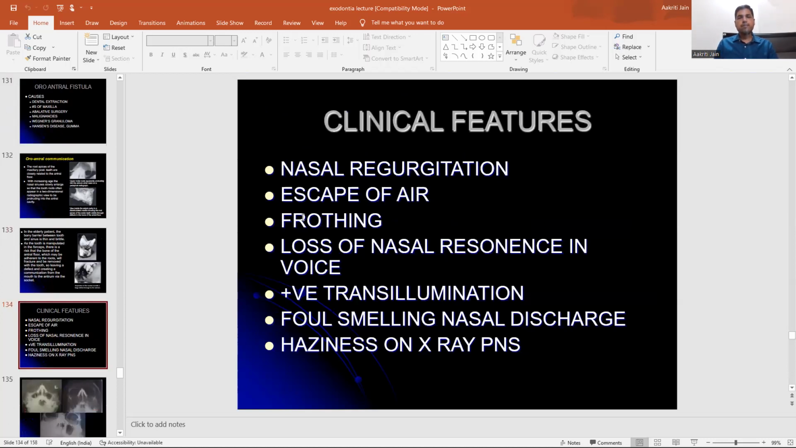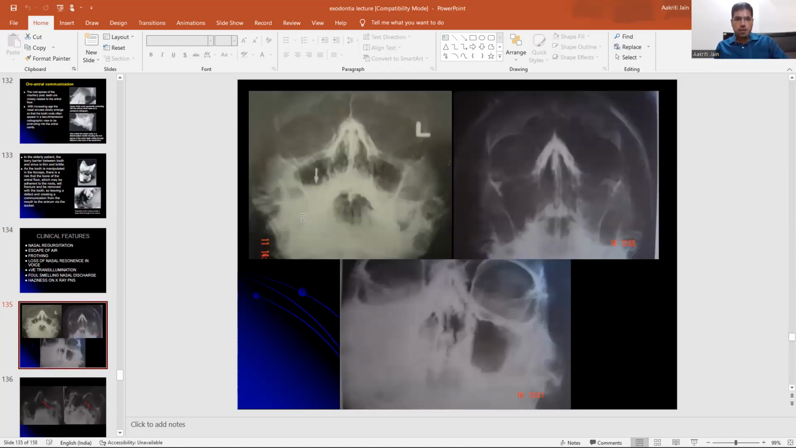Now, the clinical features for this are nasal regurgitation. Number one, escape of air, frothing, loss of nasal resonance in the voice, positive transillumination, foul smell, nasal discharge, and haziness on the radiograph, like a PNS X-ray, is seen. This is the radiographic appearance in which the haziness is seen.